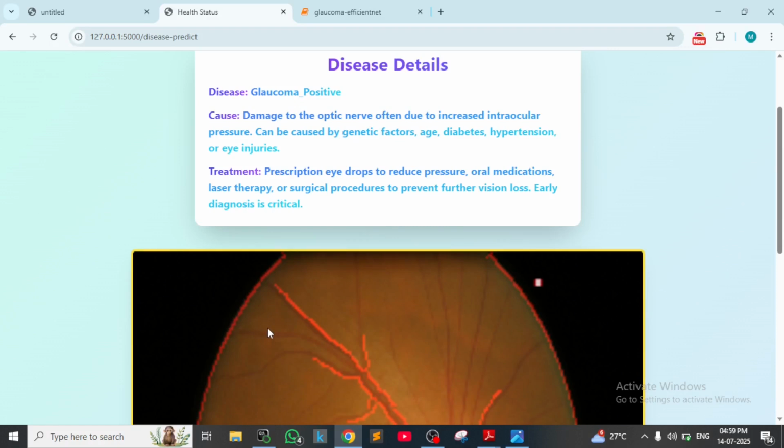Like this we built an application for this model.